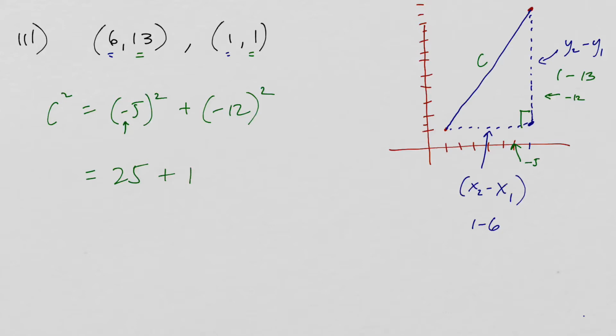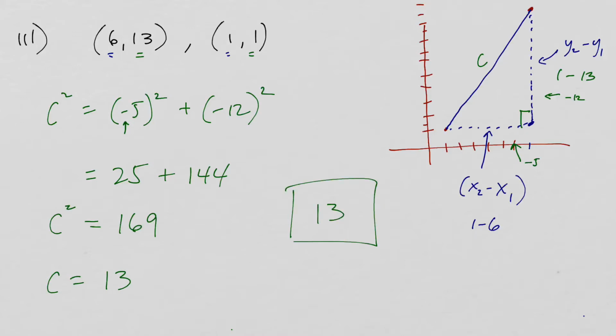12 squared is 144. So when we add these up, we get 169. Okay, that's C squared. So C is equal to the square root of that. And again, it cannot be negative because it's a physical distance. So the square root of 169 is 13. So the distance between these 2 points is 13.